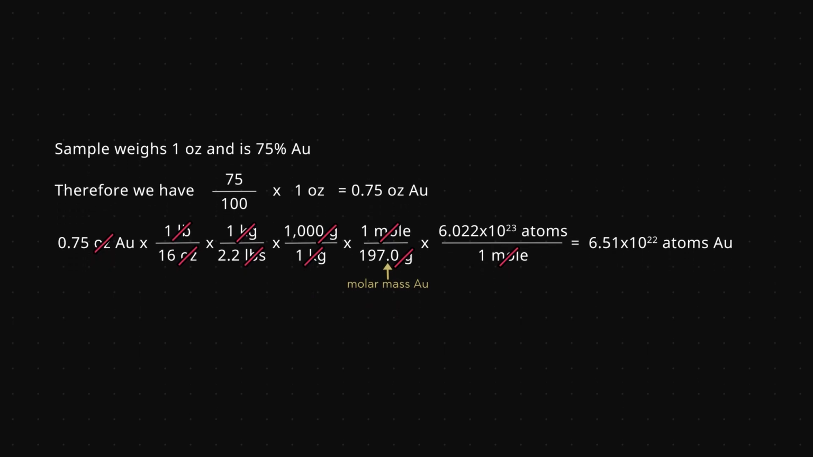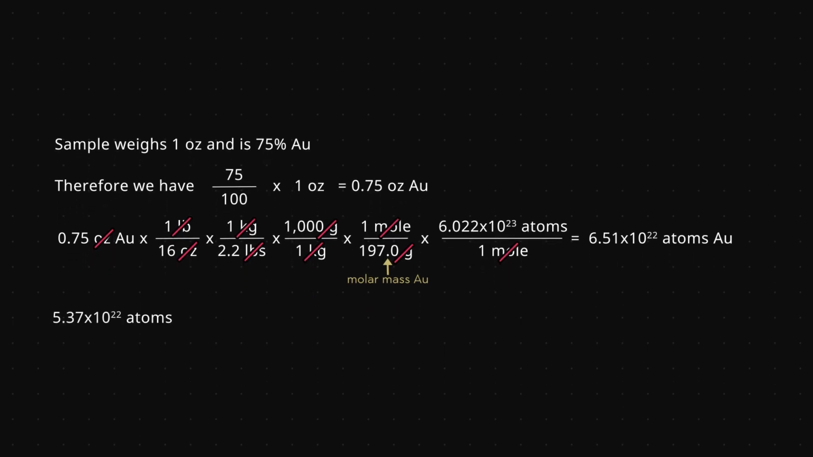We found that there are 5.37 times 10 to the 22nd atoms of gold in the aurothioglucose and 6.51 times 10 to the 22nd atoms of gold in the 18 karat gold. 6.51 times 10 to the 22nd is actually larger than 5.37 times 10 to the 22nd. So we can conclude that there are more atoms of gold in 1 ounce of 18 karat gold than there are in 35 grams of aurothioglucose.